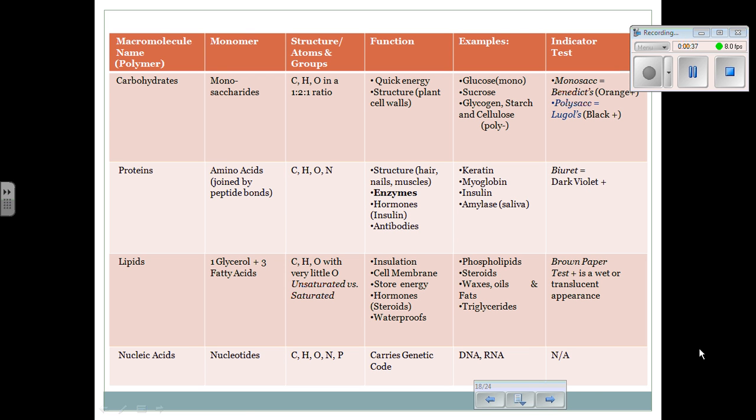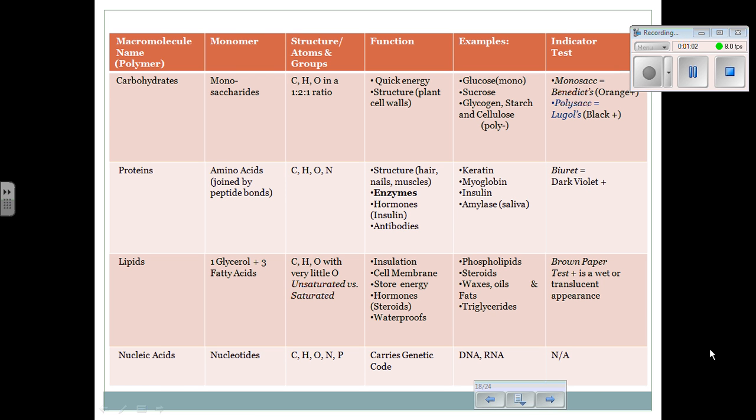The structure of the carbohydrate is carbon, hydrogen, and oxygen in a 1 to 2 to 1 ratio. So for every carbon, there are 2 hydrogens and 1 oxygen. So if you look at the chemical makeup of glucose, C6H12O6, it exists in a 1 carbon, 2 hydrogen to 1 oxygen ratio.